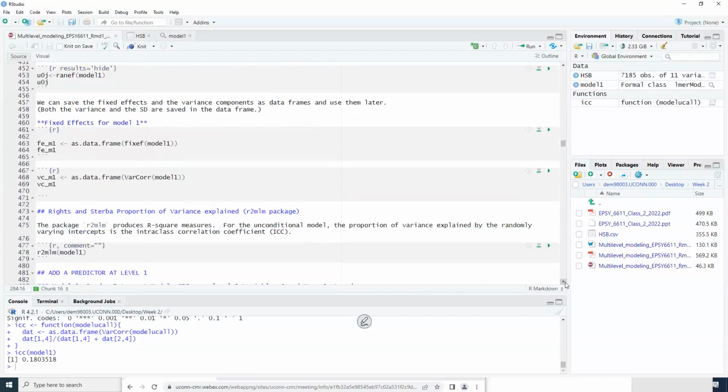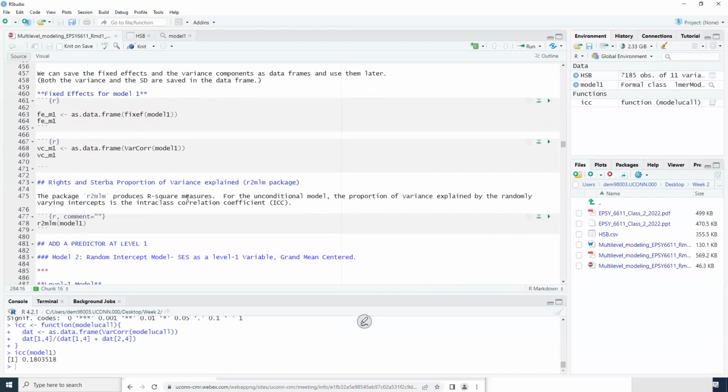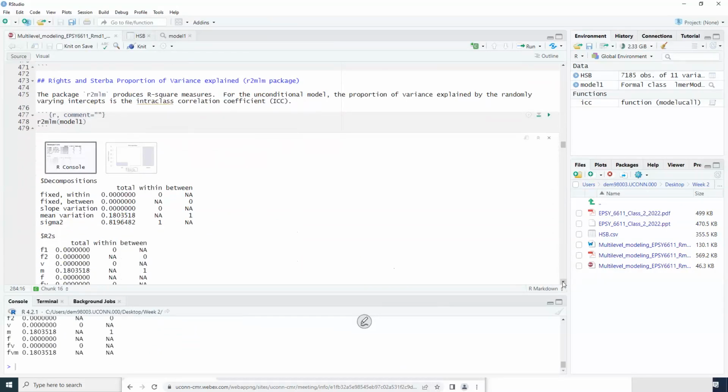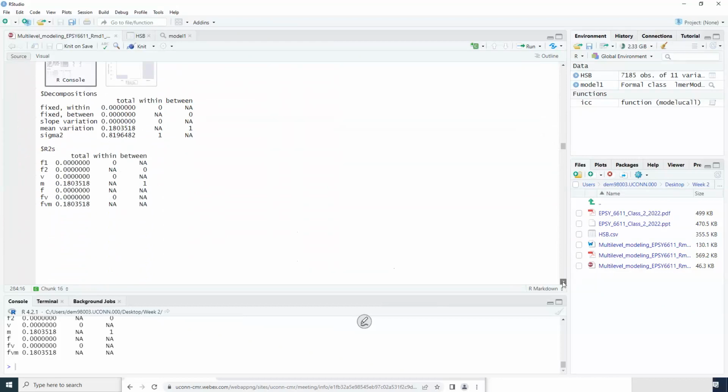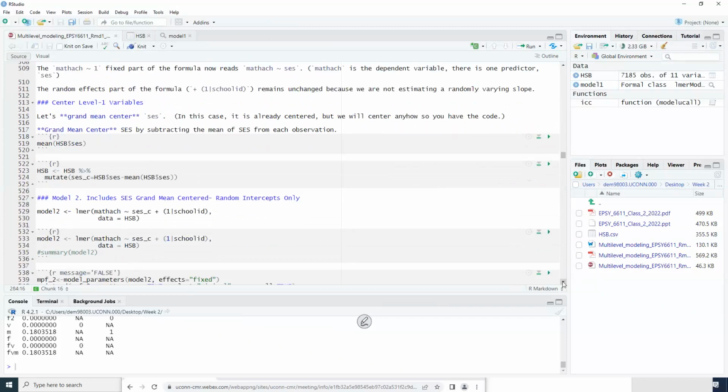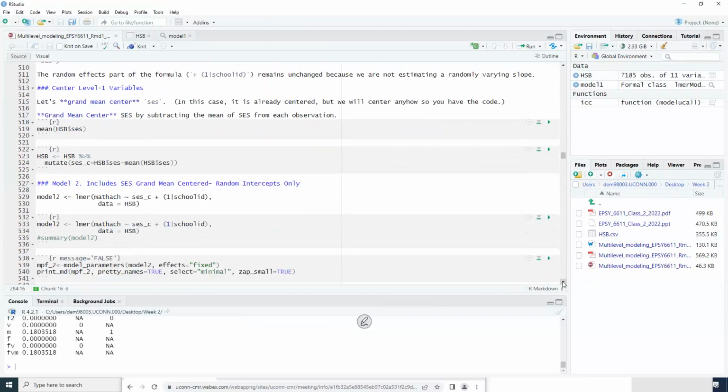And actually, with the Wrights and Sturba package, if you just run the R2MLM on the totally unconditional model, you'll see that you actually get the ICC there as well. So there you go. You see that same 0.18. That trick's not necessarily going to work for a conditional model, but it does work with the unconditional model if you don't have that code handy and you don't feel like writing a little function or finding somebody else who wrote a little function, because lots of other people have.